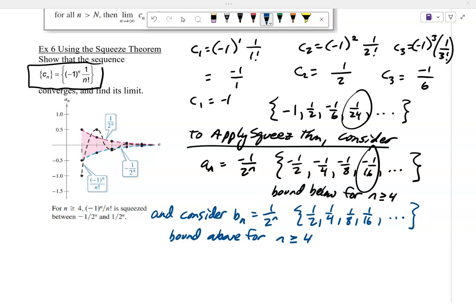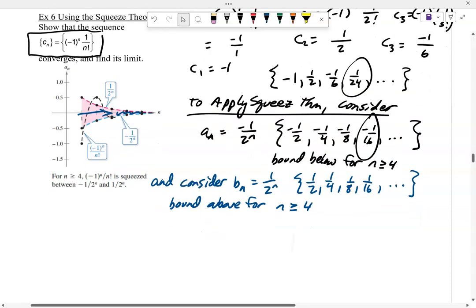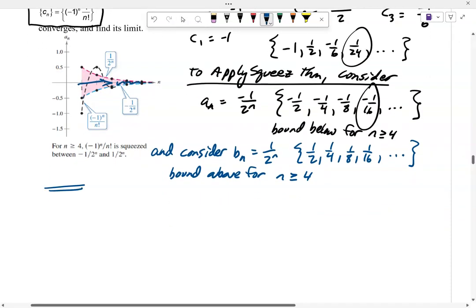And so we know again, after the fourth term, this is squeezed in there, right? If you can see it in the graph. It's squeezed between the 1 over 2 to the n above and negative 1 over 2 to the n from below. It's bounded between those two. So let's start making some conclusions here.